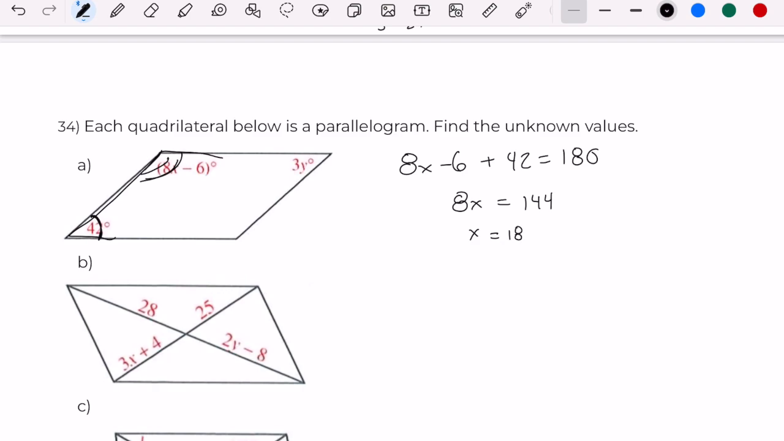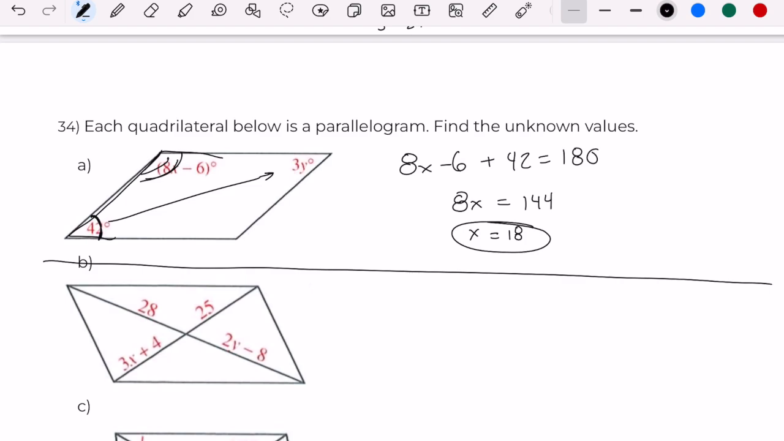Lovely. Then this and this are opposite. And what do we know about opposite angles in a parallelogram? Opposite angles in a parallelogram are congruent. So 3y equals 42. So y equals 42 divided by 3, and 42 divided by 3 is an easy 14. Lovely.